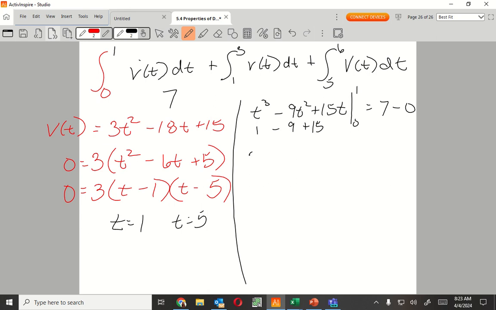So that's going to be my t cubed minus 9t squared plus 15t from my bounds of 1 to 5. So the upper bound is going to be, what's that, 125 minus 25 times 9, which is going to be 170, oh wait, no, 225, plus 15 times 5 is 75.